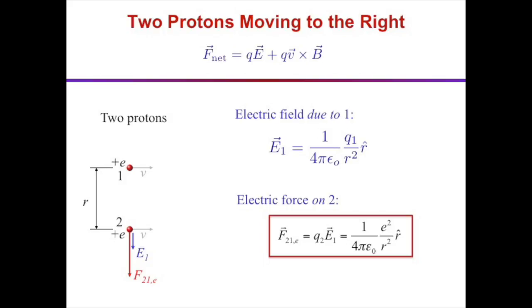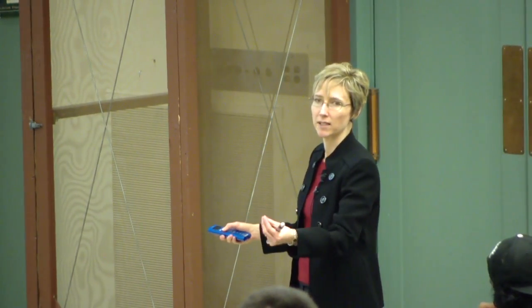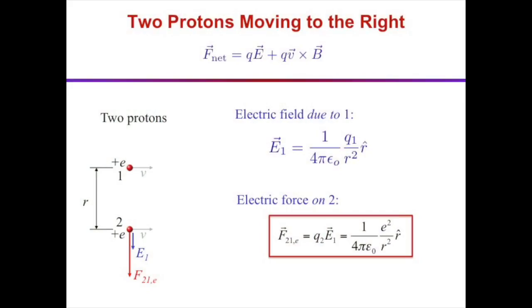Multiplying those together, I have the 1 over 4 pi epsilon naught. All the Q's here are of magnitude E, we're setting it up that way. So I have an E squared over r squared, and that's the electric force. It's repulsive since they're the same sign of charge, so it's downward. Do you have any questions about that one so far? Okay, so there's a repulsive electric force.